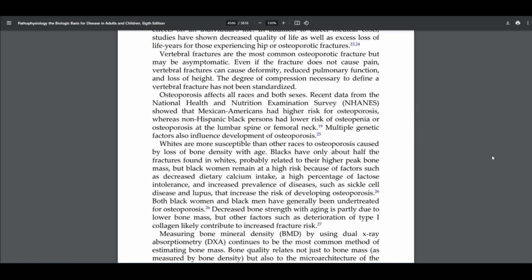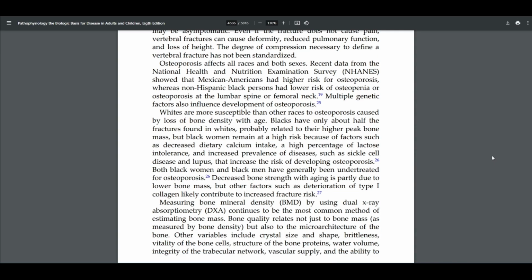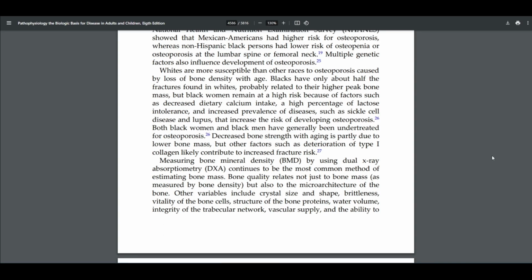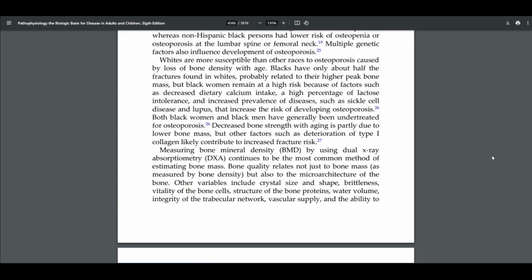Osteoporosis affects all races and both sexes. Recent data from the National Health and Nutrition Examination Survey showed that Mexican Americans had higher risk for osteoporosis, whereas non-Hispanic Black persons had lower risk of osteopenia or osteoporosis at the lumbar spine or femoral neck. Multiple genetic factors also influence development of osteoporosis. Whites are more susceptible than other races to osteoporosis caused by loss of bone density with age.